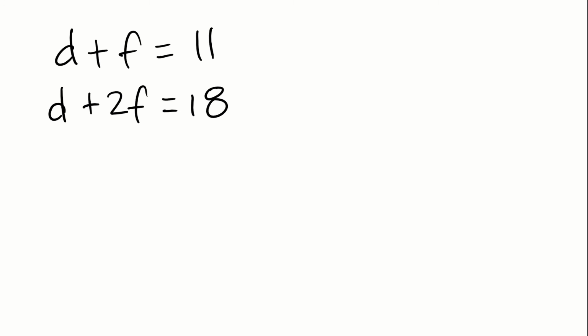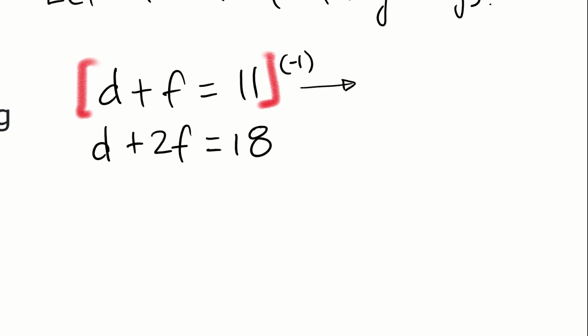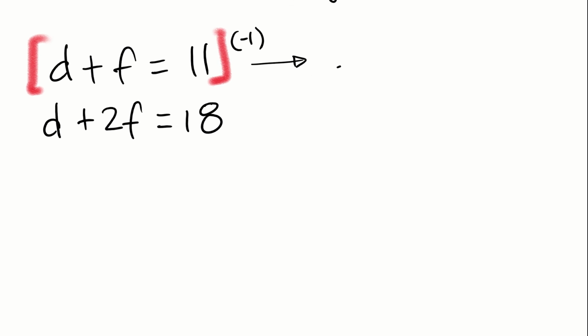So I'm going to take the top equation and multiply every single element in it by the number -1. It looks like I'm raising it to a power, but I'm not. I'm just multiplying it by the number -1. And when I do that, I'm going to get -d minus f equals -11.